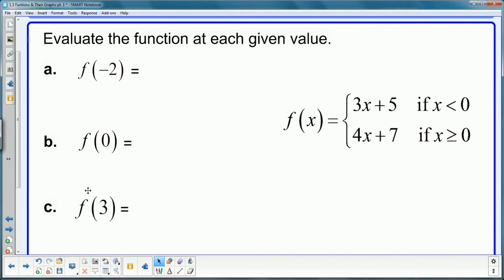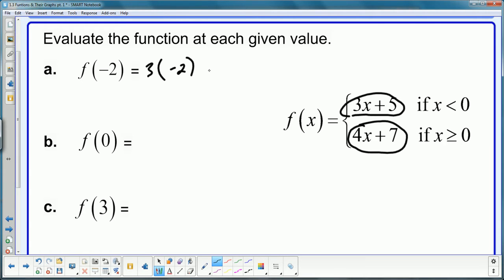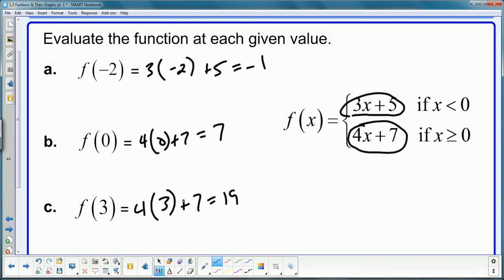So for our example here, you see that this piecewise function has 2 equations. We've got 3x plus 5 as one piece, and 4x plus 7 is the other piece. So when we talk about negative 2 here, you see we're going to use that as part of this domain. It's less than 0. So we're going to use that first piece. 3 times negative 2 plus 5, and that would give us negative 1. When we talk about 0, that is in this other domain, which means we need to use the other piece of the equation, and that would give us 7. And then finally the last one, 3, is again greater than 0. So we're going to say 4 times 3 plus 7, and that'll give us 19.